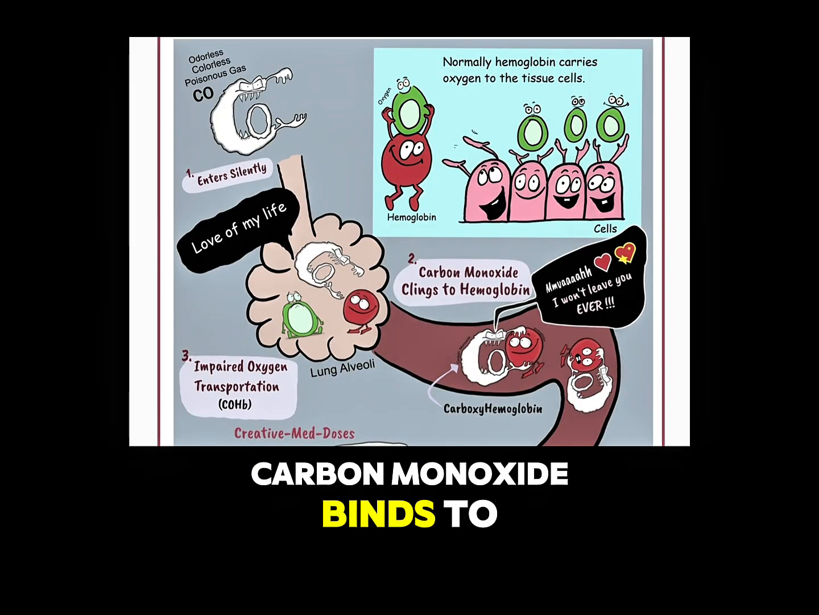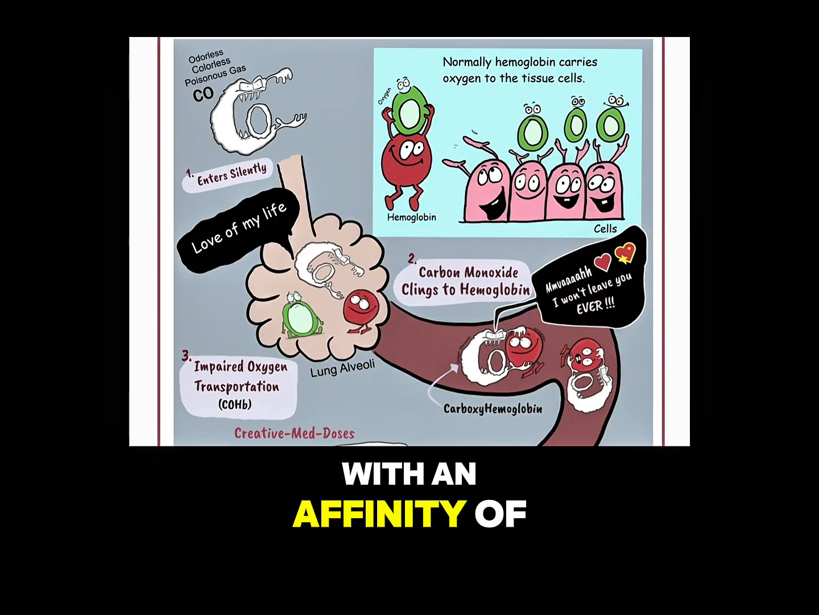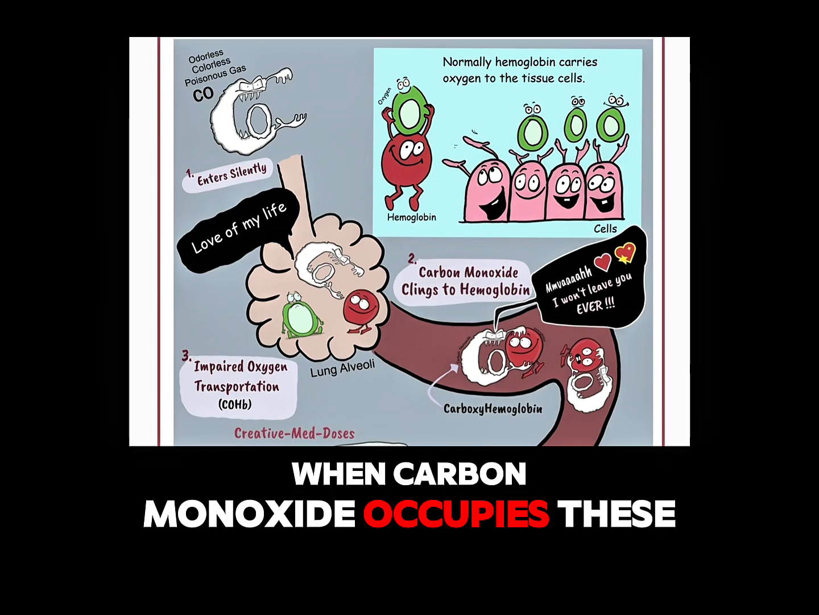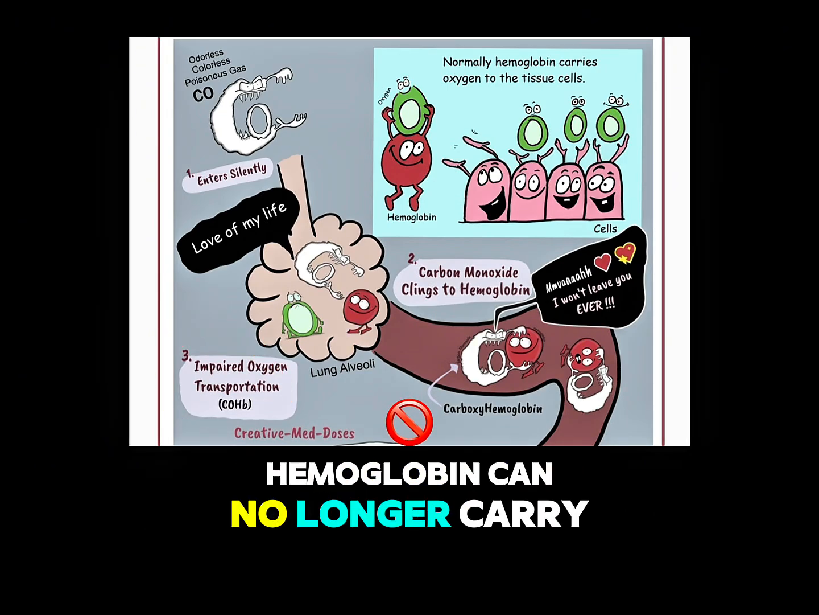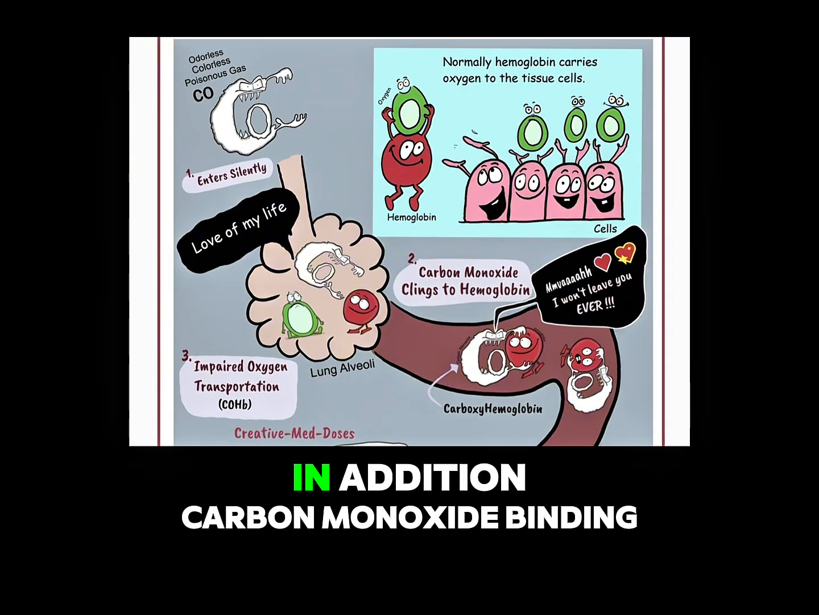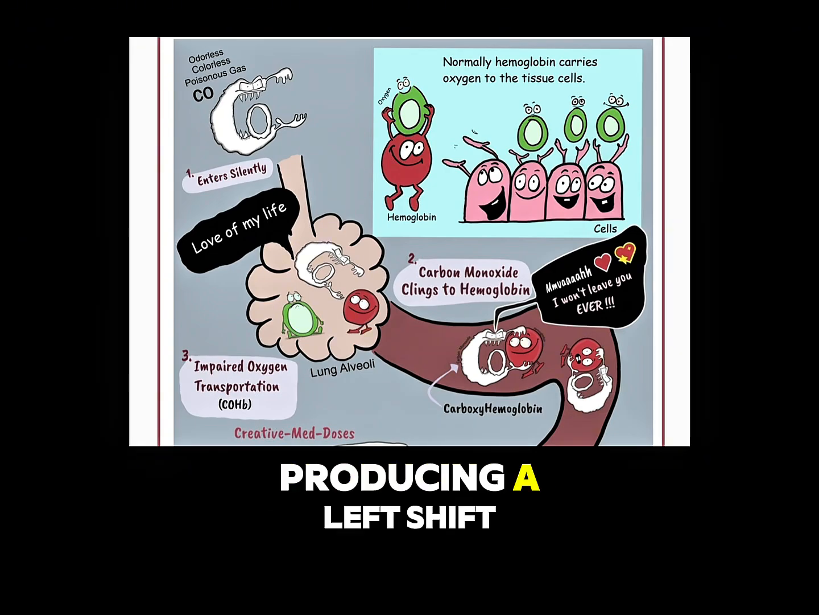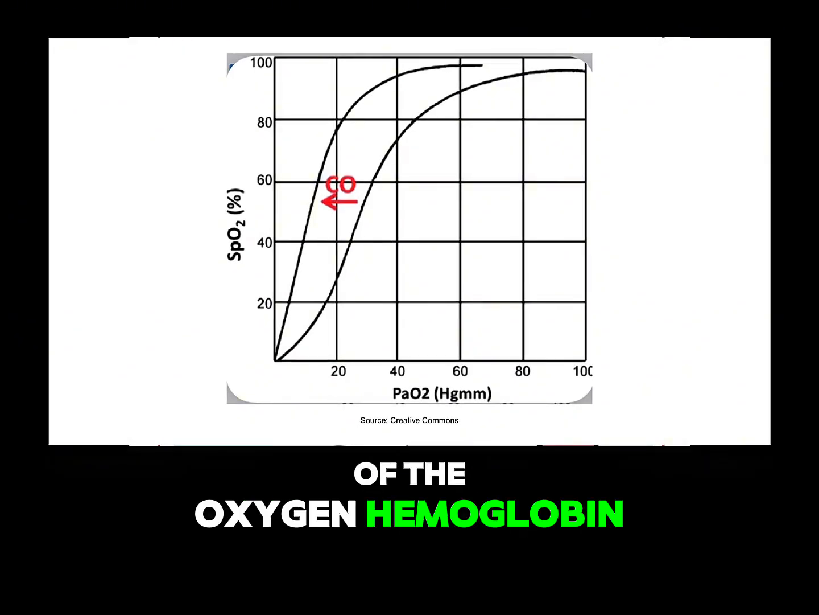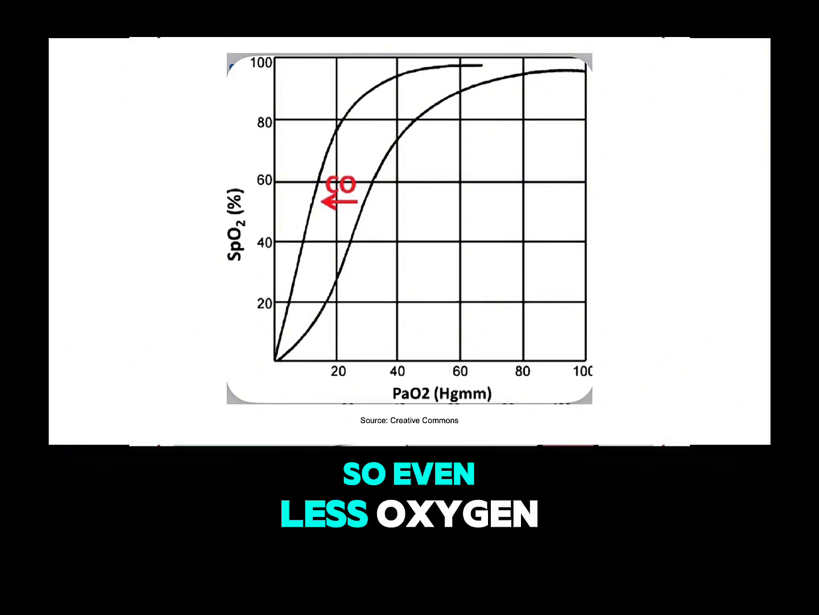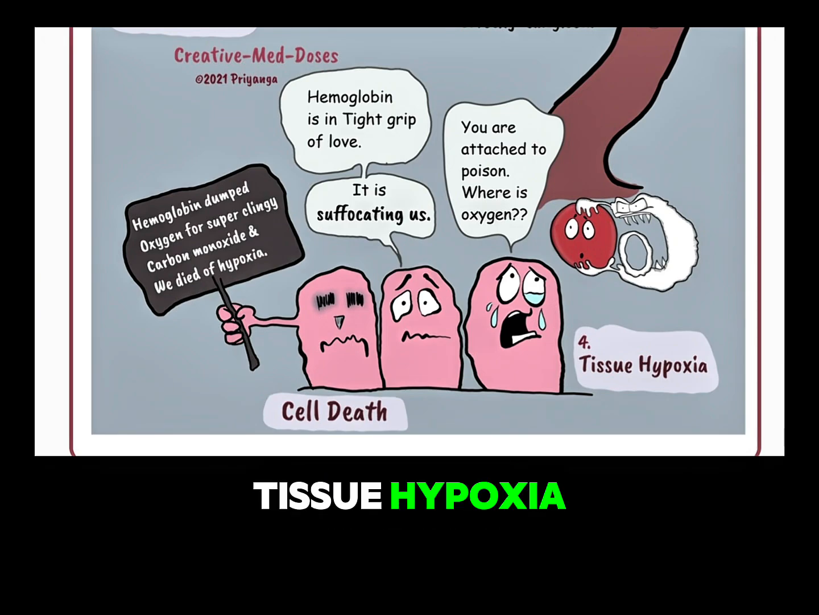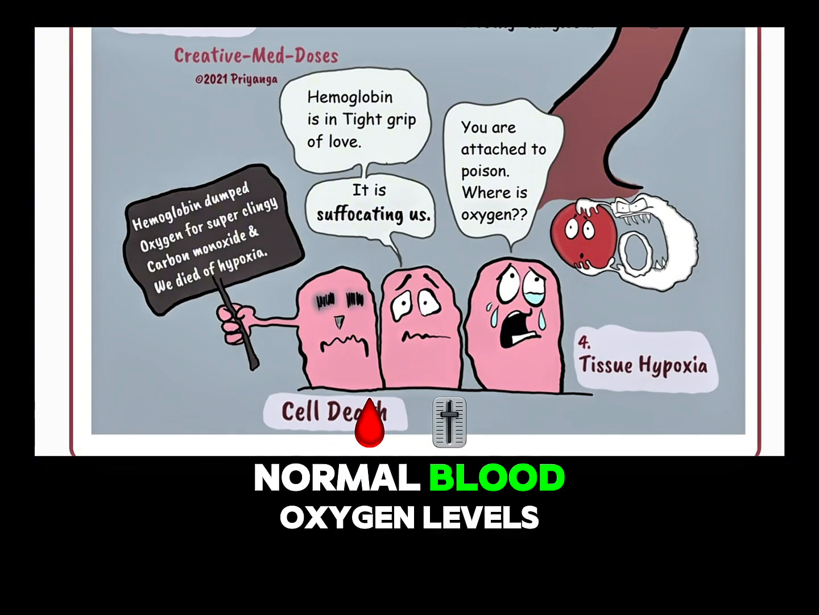Carbon monoxide binds to the iron in hemoglobin with an affinity of about 200 to 250 times greater than oxygen. When carbon monoxide occupies these binding sites, hemoglobin can no longer carry oxygen effectively. In addition, carbon monoxide binding causes hemoglobin to hold on to any remaining oxygen more tightly, producing a left shift of the oxygen-hemoglobin dissociation curve, so even less oxygen is released to tissues. The result is severe tissue hypoxia despite normal or near normal blood oxygen levels.